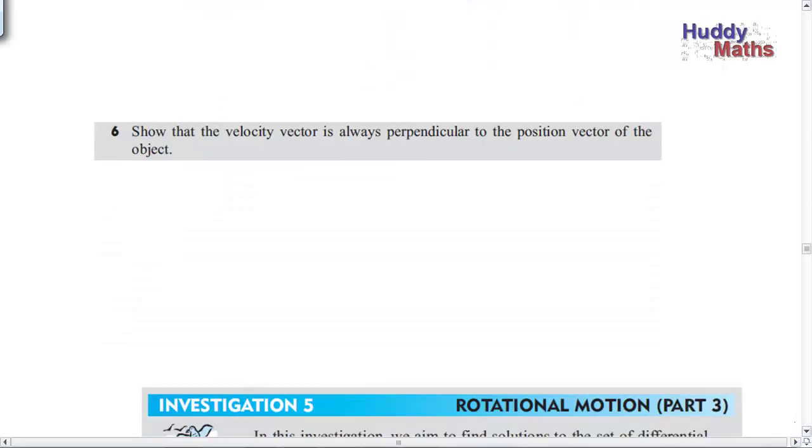So the velocity vector is always perpendicular to the position vector. The velocity vector is equal to (x prime t, y prime t), and the position vector is just (x, y). We might like to write the velocity differently though. We said this is neg omega y and this is omega x.